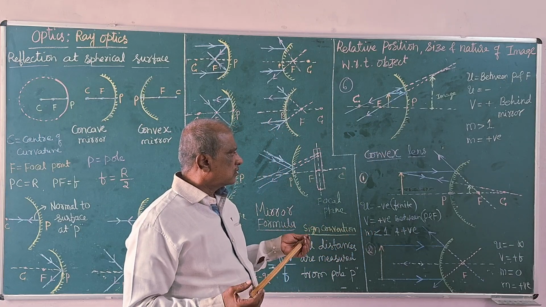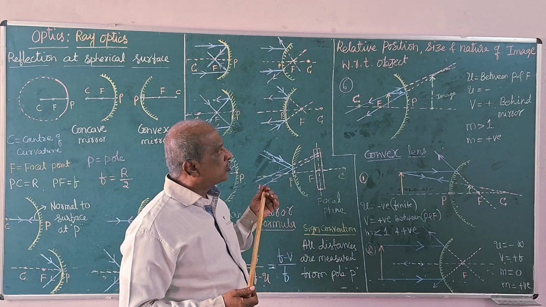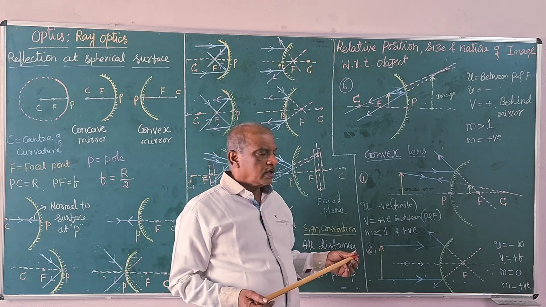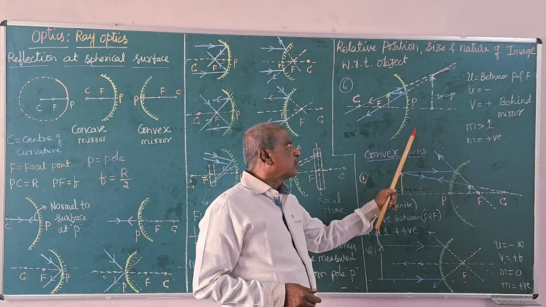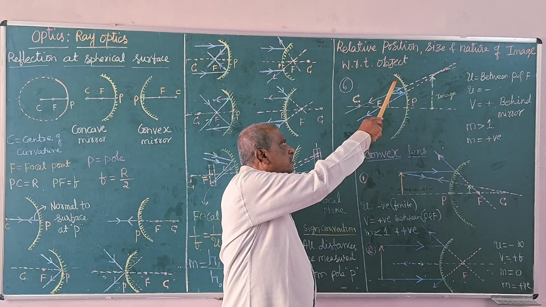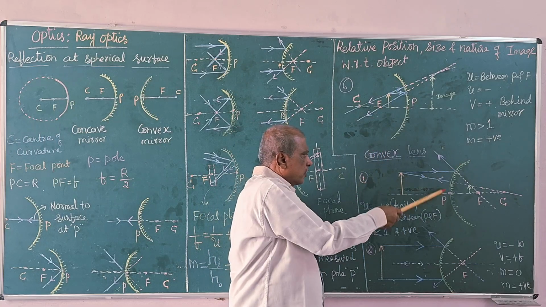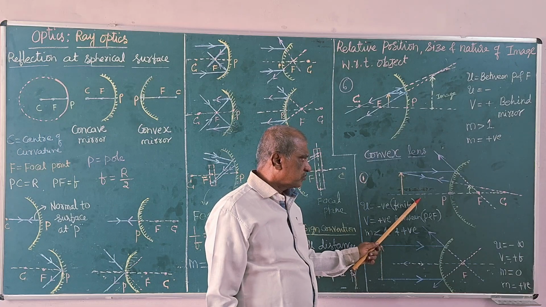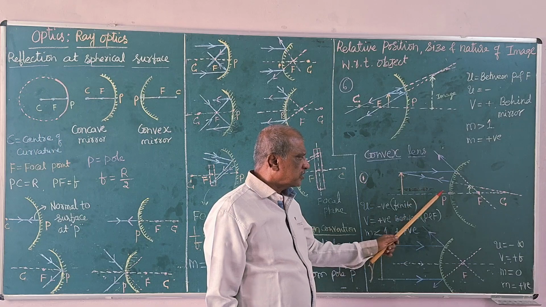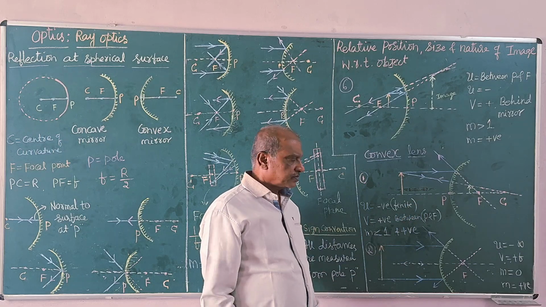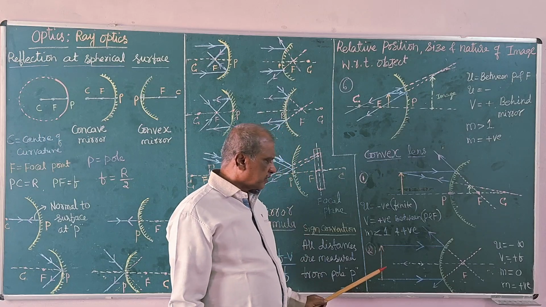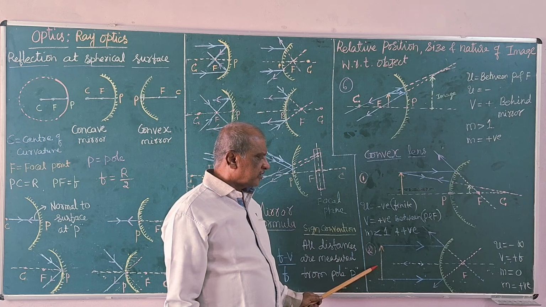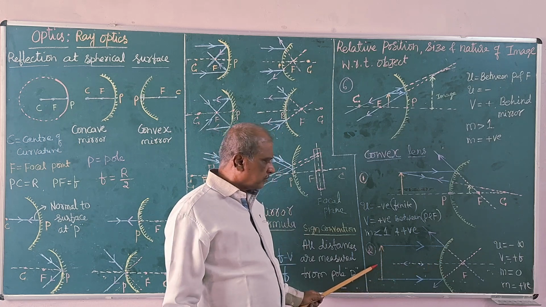Now let us understand the relative position of the image with respect to the object in the case of a convex mirror. Here the surface is curved outward. Let us understand the image formation in this case. There are only 2 cases. If we take the object at infinite distance, this is the way of representing an object at infinite distance in front of the mirror.